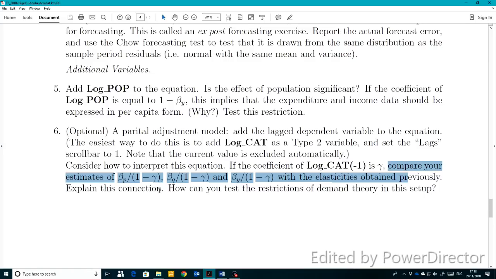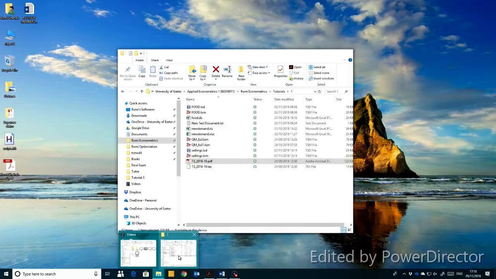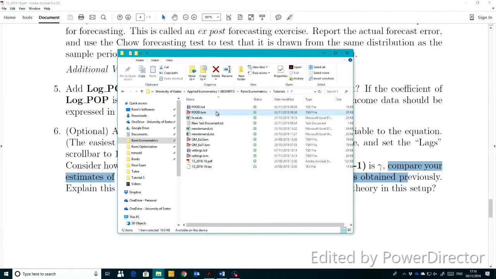So let's go through this in some steps. Okay, so I'm going to open my TSM, which I call food.